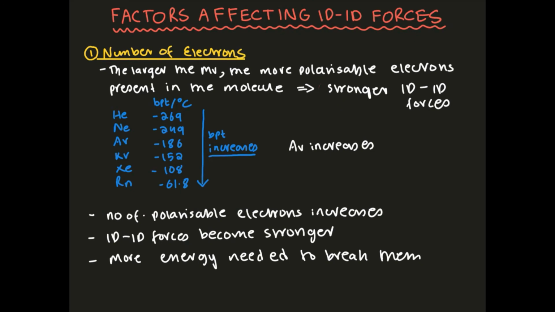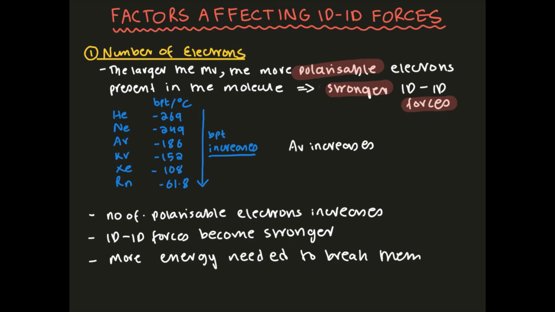The next thing that we're going to be taking a look at is the factors that affect the strength of Id-Id forces. So the first factor that we're going to be talking about is the number of electrons that are present. So the larger the Mr or the Ar, the more polarizable electrons you're going to have. And this is going to lead to stronger Id-Id forces.